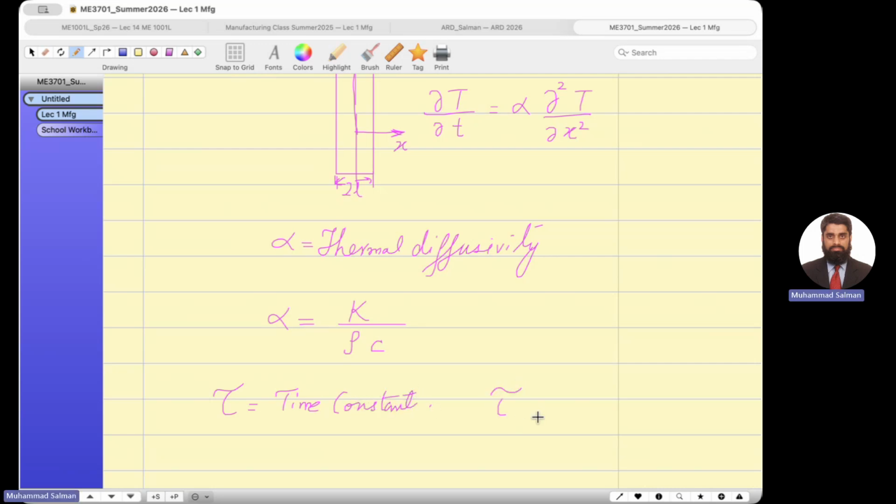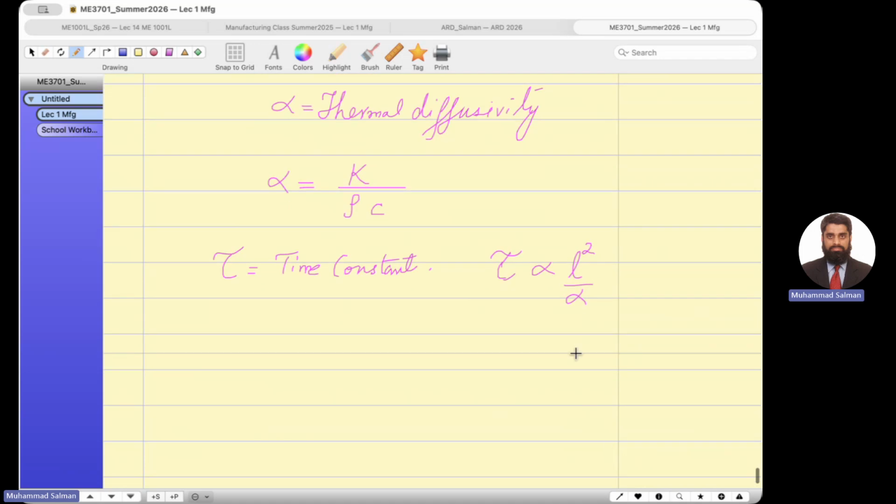And a good approximation is that the time constant is proportional to the characteristic length squared divided by alpha, where the characteristic length is defined as the volume divided by area. This is characteristic length equals volume divided by area, big V over area.